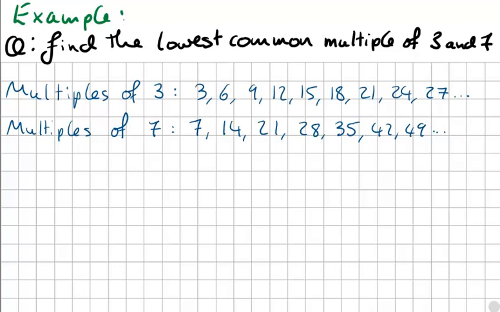And notice that when we are listing multiples of a number, we always start with that number. So the first multiple of 3 is 3. The first multiple of 7 is 7, and so on. So then we just choose which is the lowest common one. And the lowest common multiple is 21. So the LCM is 21.